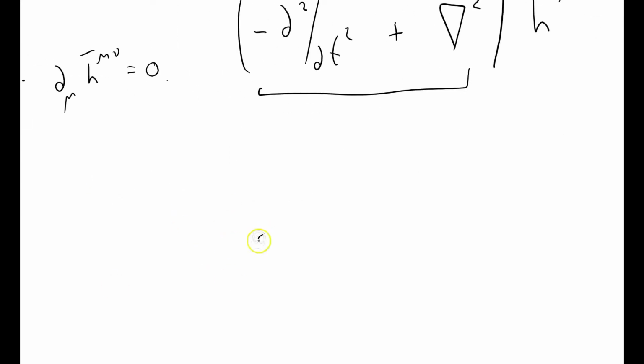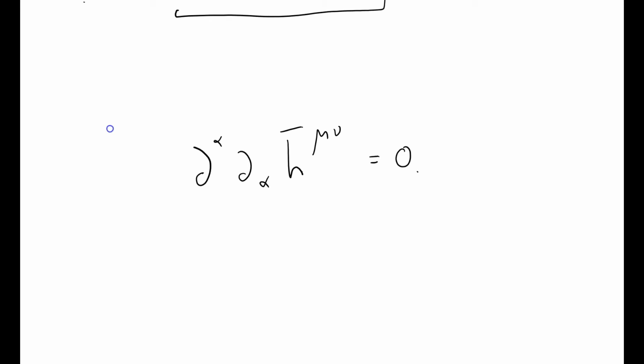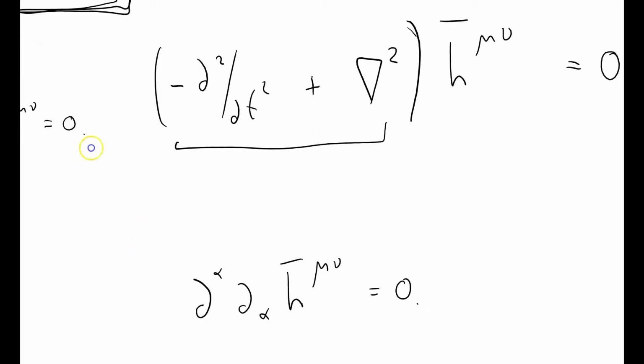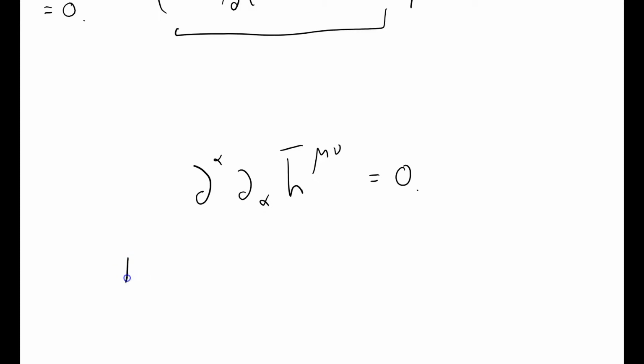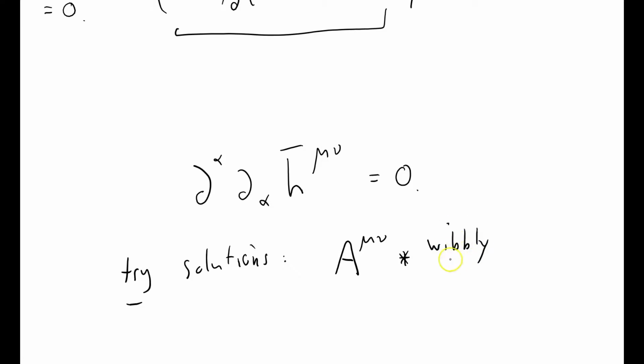We've got ∂α h-bar μν equals 0. And motivated by this form of equations here, I'm going to try solutions that look like this. I'm going to have a constant matrix there, but we need two upstairs indices, times some wibbly wobbly things. Things that wiggle. After all, we're considering waves.